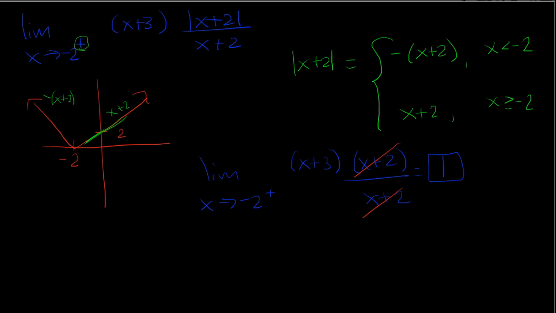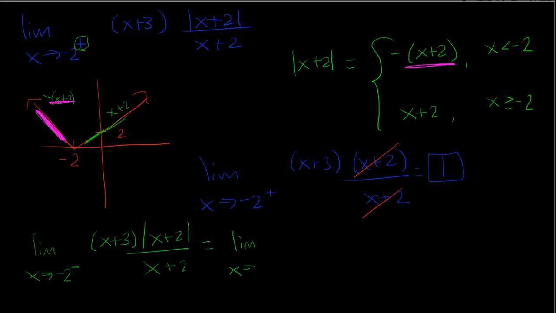Now let's compare this to what if we looked at the limit as x approaches negative 2 from the left. Okay, so we still have the absolute value here. So this is the original function. Now from the left of negative 2, we're over here. Clearly, that's this function, negative x plus 2. So negative times the quantity x plus 2, which is the same thing over here. So we can rewrite this as the limit as x approaches negative 2 from the left of x plus 3.